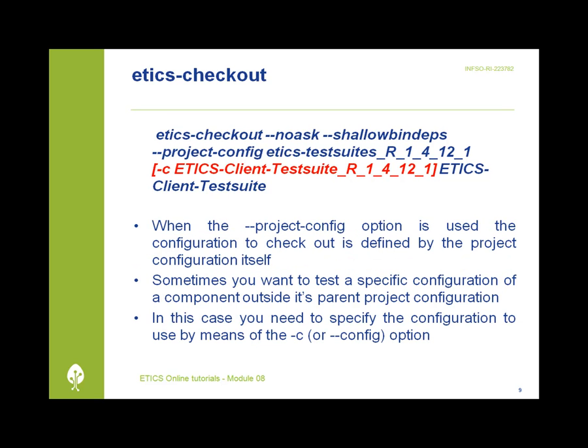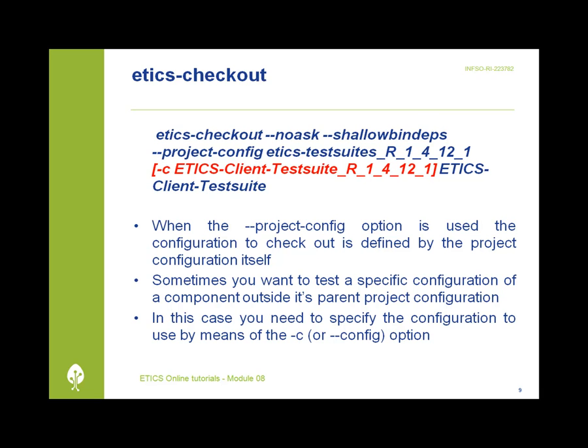When the project config option is used, normally the configuration to check out is defined by the project configuration itself, and it is not necessary to specify it. In this example, the configuration of ETICS Client Test Suite to be checked out is chosen by looking at what configuration is specified by the project configuration ETICS Test Suites R14121.